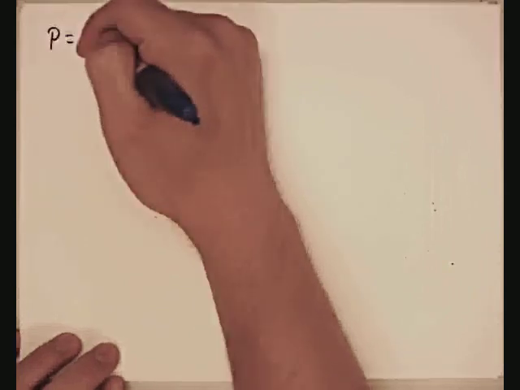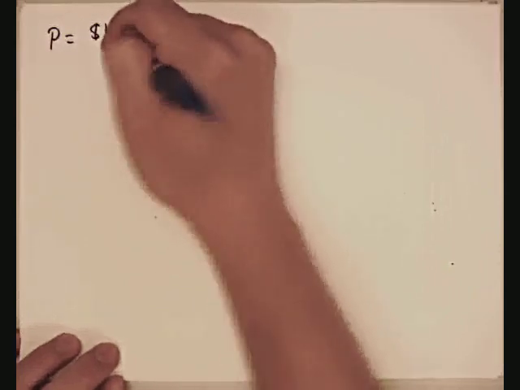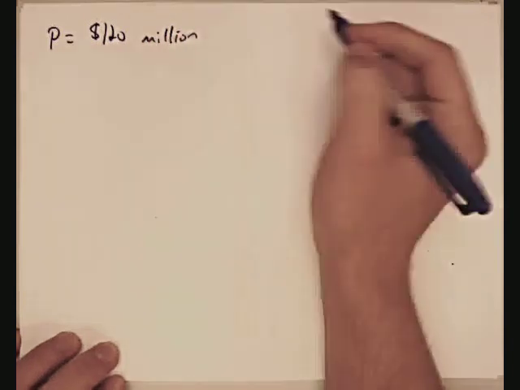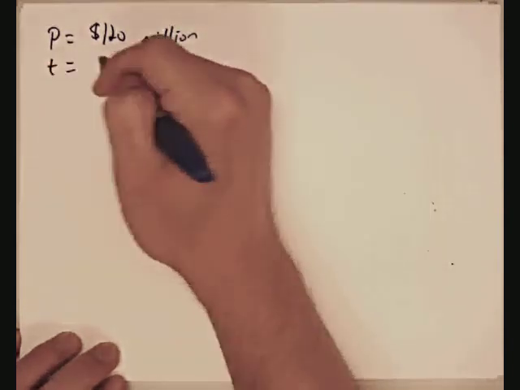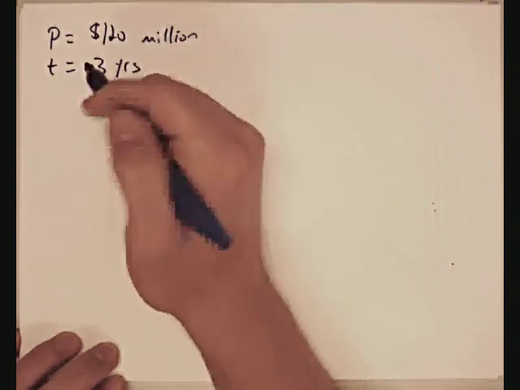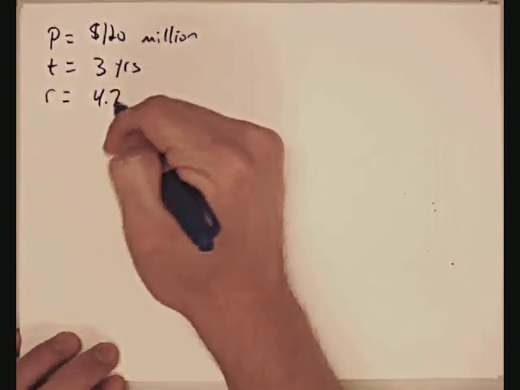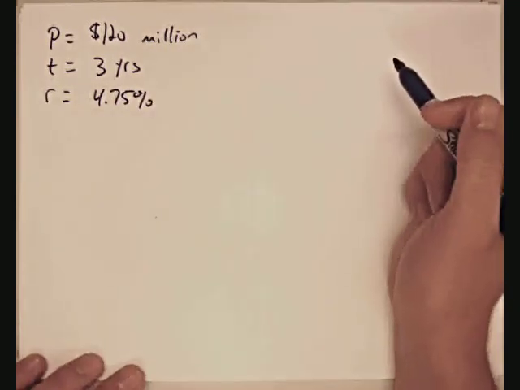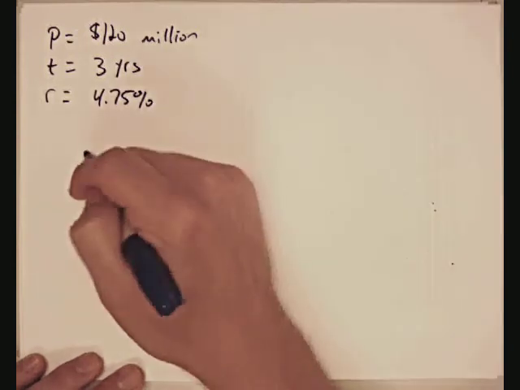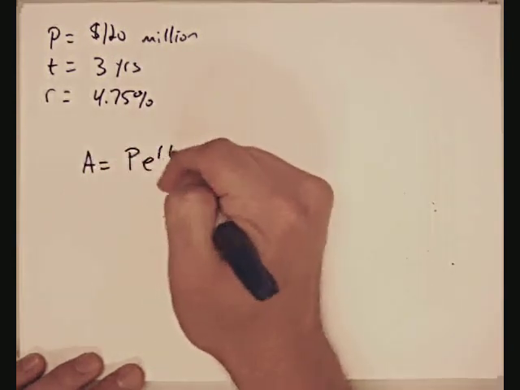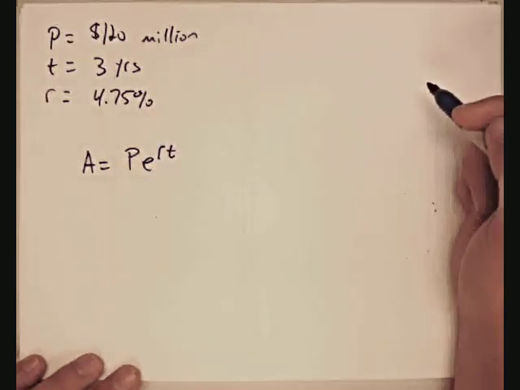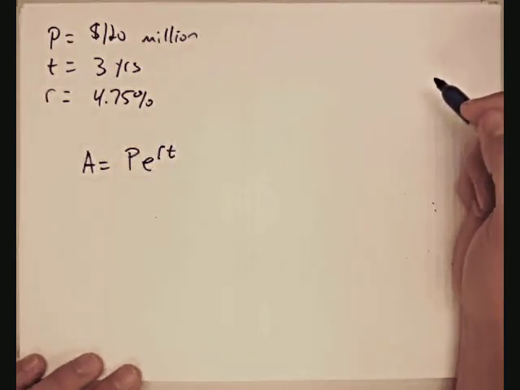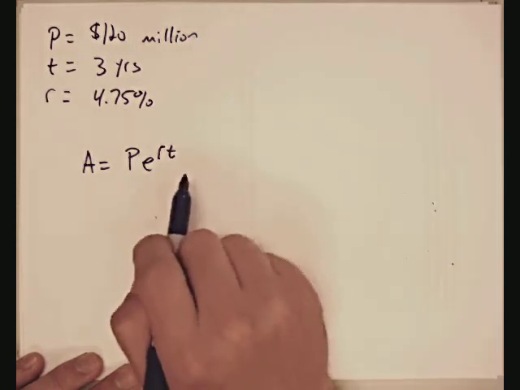So here our present value is $120 million. And we're told that time will be 3 years. And we're compounding continuously at a rate of 4.75%. Since it says compounded continuously, we're going to use our second formula of A equals PE to the RT. You should only use the other formula if you see things like compounded annually, semi-annually, quarterly, monthly, or daily. If you ever see compounded continuously, you are to use this formula.